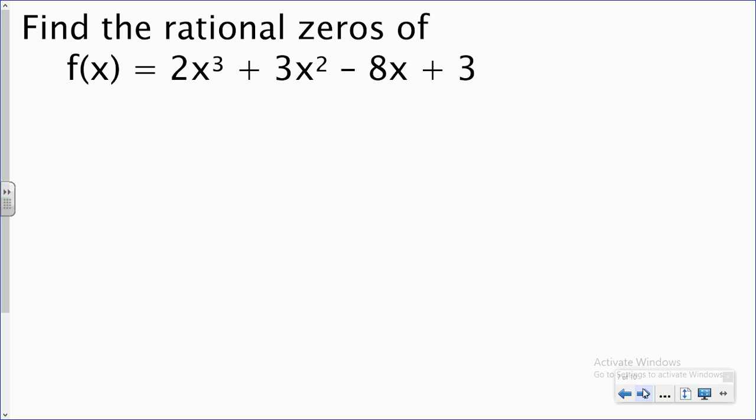Please write down this polynomial. It's not too crazy of a polynomial.